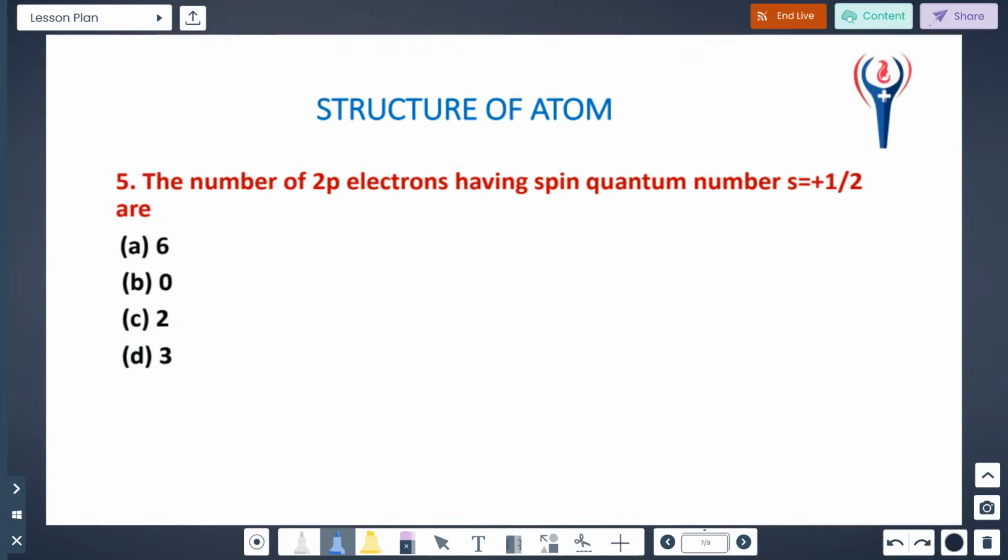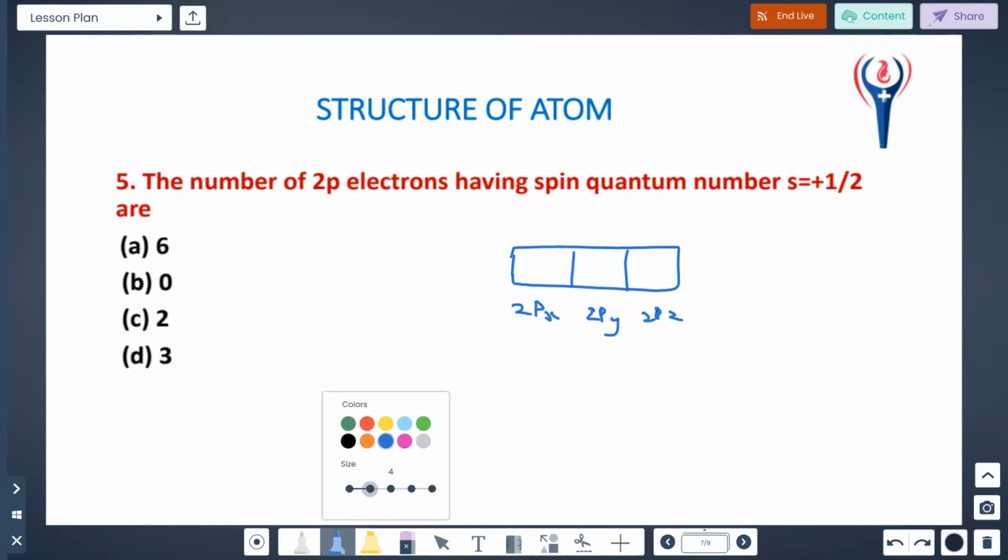Next one: the number of 2p electrons having spin quantum number s equal to plus half. Suppose 2p means how many orbitals? 2p means 2px, 2py and 2pz, you know that, isn't it? 2px is there, 2py is there, then 2pz is there. Each and every orbital has 2 electrons, isn't it?